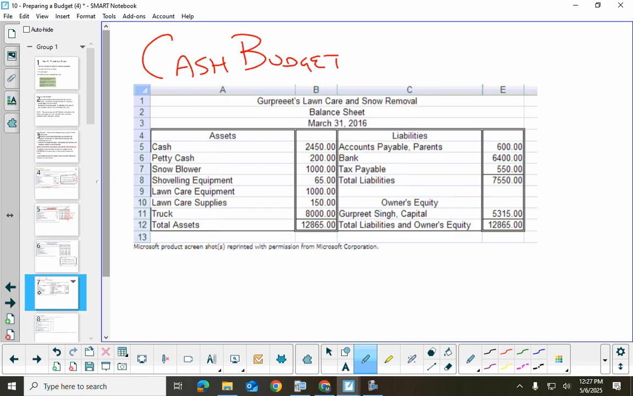Okay, so we got Gurpreet's lawn, snow removal. Here's all his assets. Here's his liabilities. Here's his capital. Now, this tax payable, we haven't talked about that since the last module. Remember GST on purchases, right? And GST on supplies? That's what this thing is. Okay, so a liability. So what it is, the government wants income tax from him, right? When you run a business, you have to pay the government income tax, just like you have to take income tax off of the salaries of your employees. This is the income tax he has to owe the government. That's why it's a liability, because it's money that he owes somebody else.